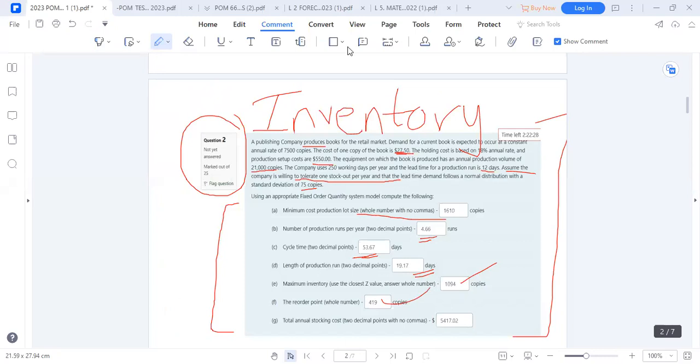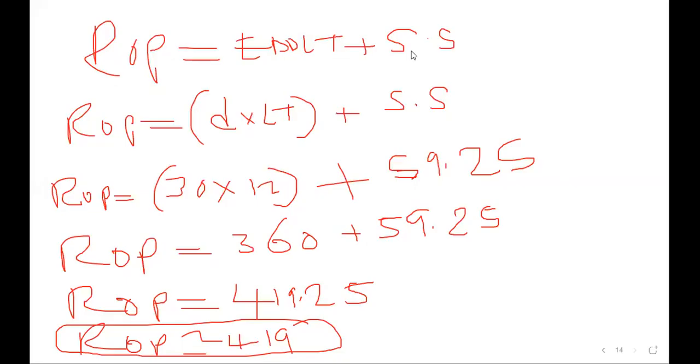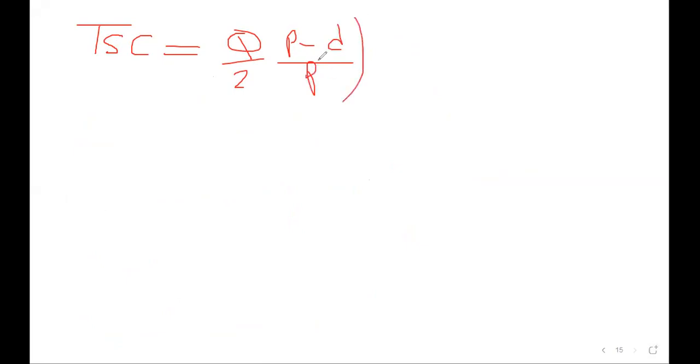Then we're getting down into the total stocking cost. Are people with me so far? Are people getting me? Excuse me, are people getting me? People are quiet. So Q over 2. We are following. So what is important is just you understanding these ones.